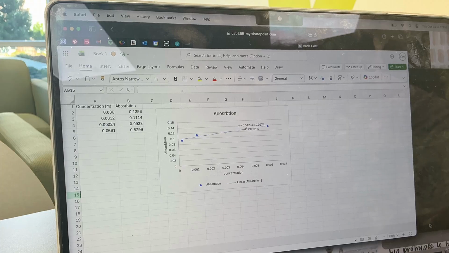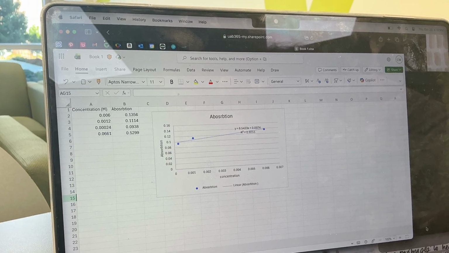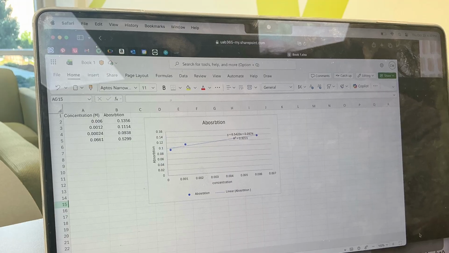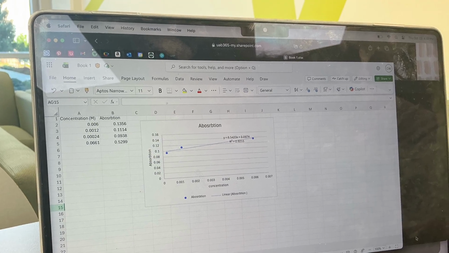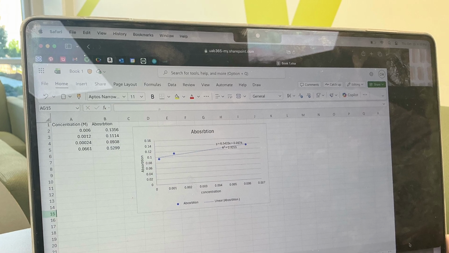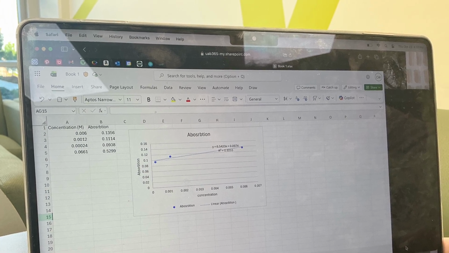Failing to zero the machine with a blank would measure an absorbance value that is too high or overestimated, because the instrument would count both the analyte absorption and the background absorption, which is why it is very important to zero before placing in the spectrophotometer.